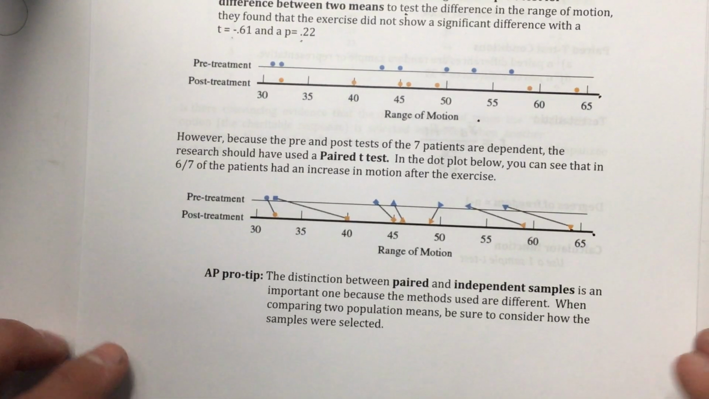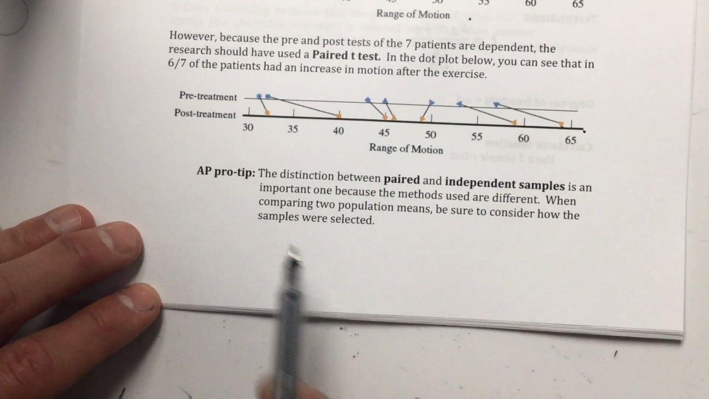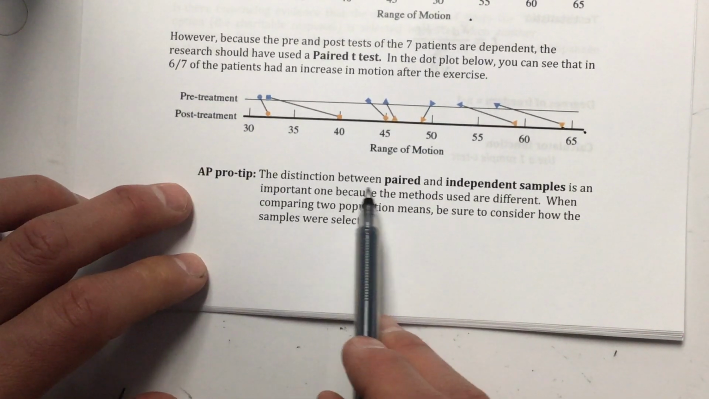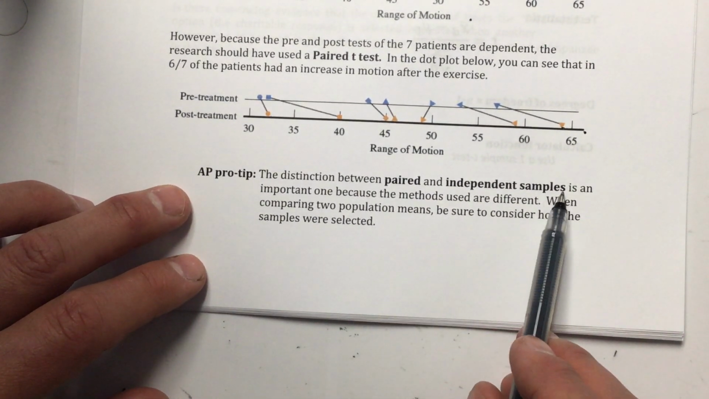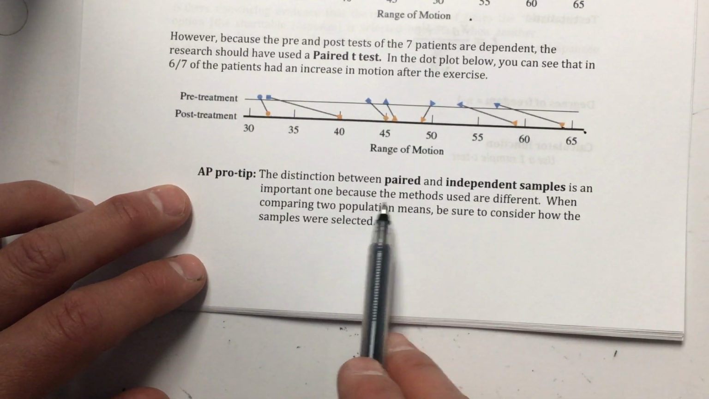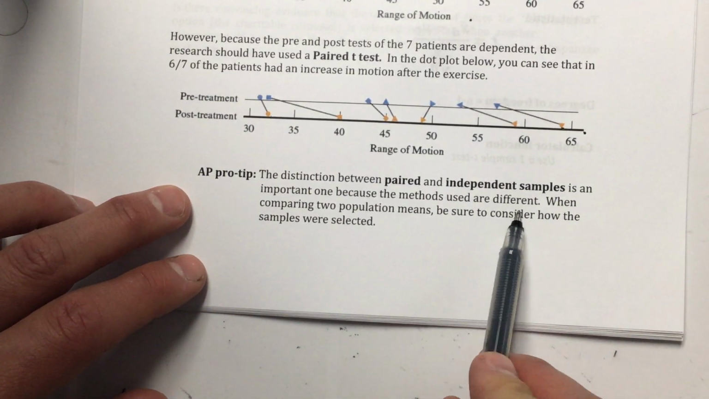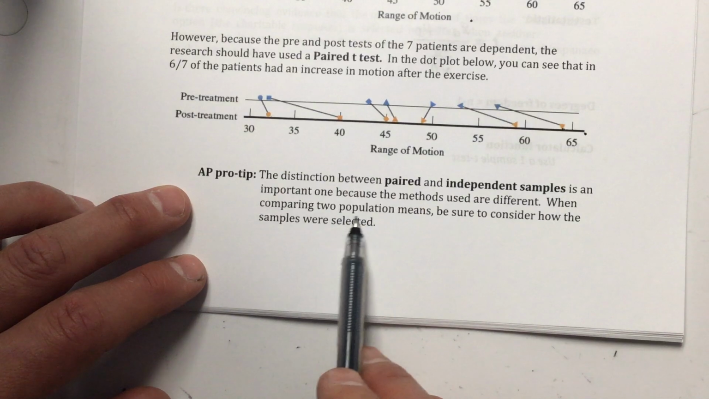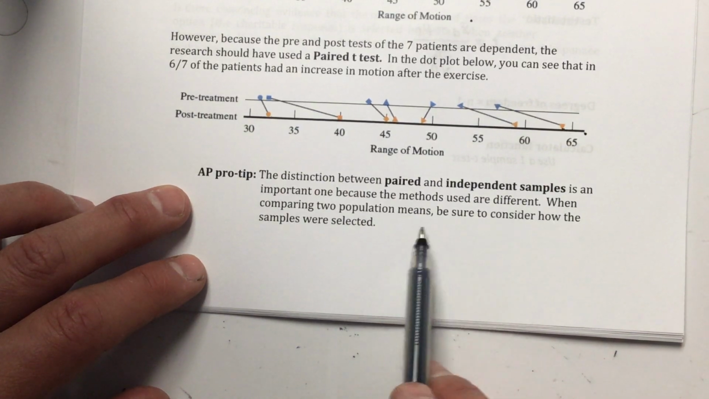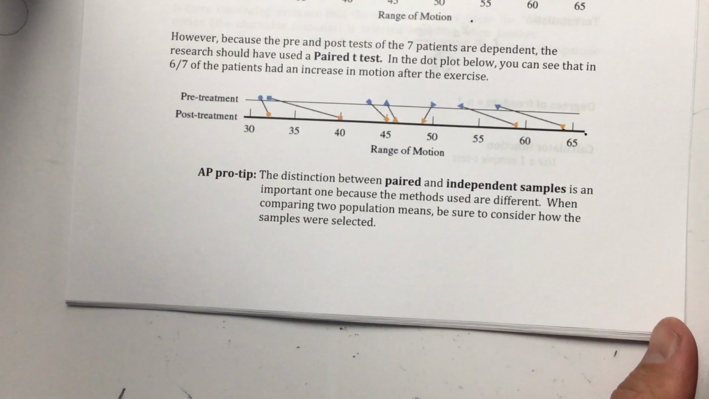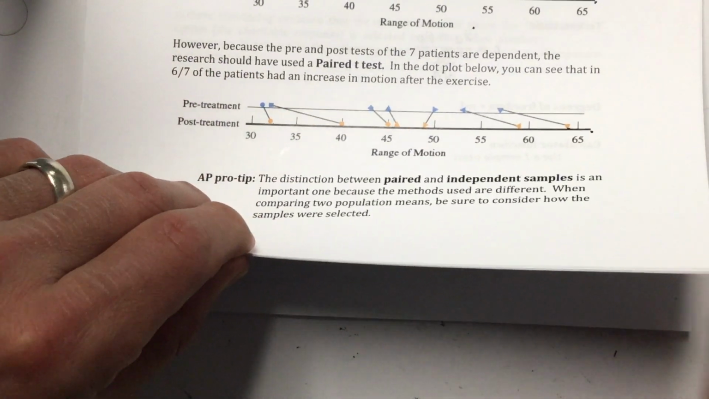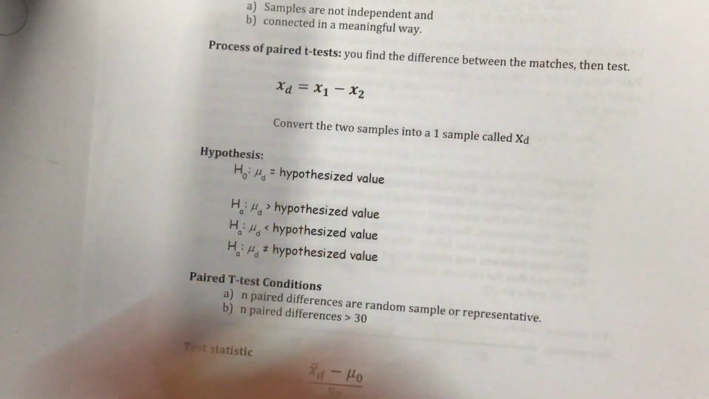All right, so your pro tip here is that the distinction between paired and independent samples is an important one because the methods used are different. When comparing two sample means, be sure to consider how the samples were selected, independent or dependent. All right. Let's go to the next page here.